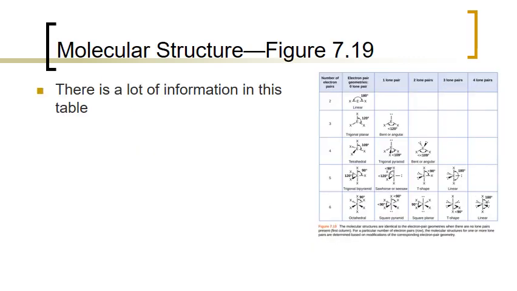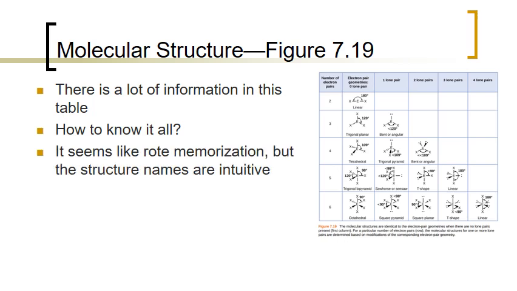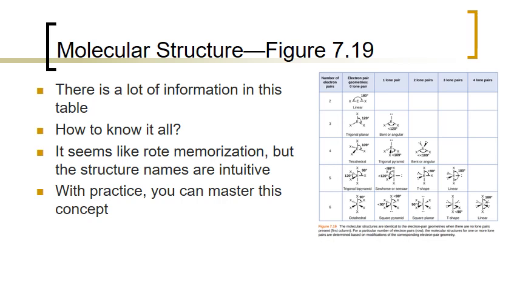Lot of information in this table. We went through quite a bit. So how do you know it all? It does seem like rote memorization, but the structural names are intuitive. T-shape, square planar. If you practice, you can master this concept. If you have molecular model kits, that's a great way to practice. Also, use that PhET simulation so you can see the 3-dimensional shapes as you add lone pairs. You also have your 3x5 card. So the combination of all of those, you should be able to determine the molecular structures based on the electron pair geometries.